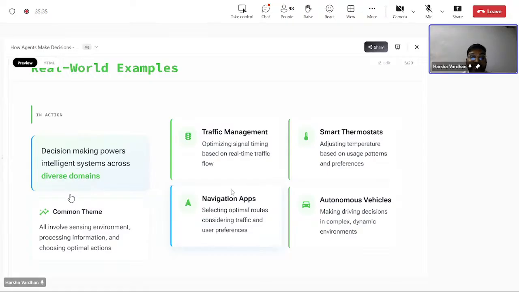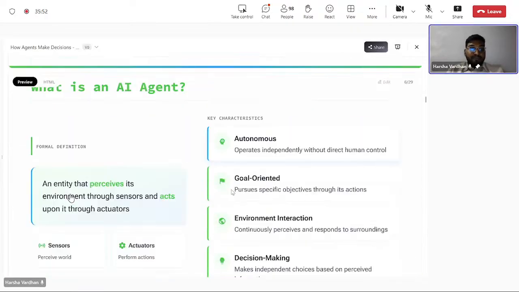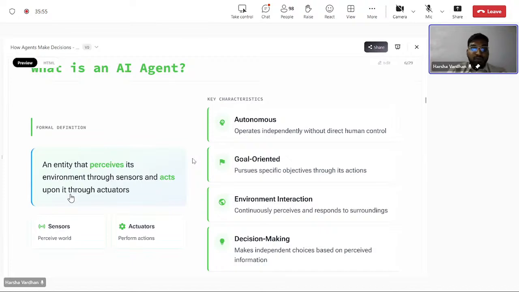So these are a few real world examples where AI agents are in action right now. And the common thing that they have is they sense the environment and perceive information, choosing optimal actions. I hope we are clear till here. So if you are clear, we'll move to this topic called what is an AI agent. The formal definition of an AI agent is an entity that perceives its environment through sensors and acts upon it through actuators.